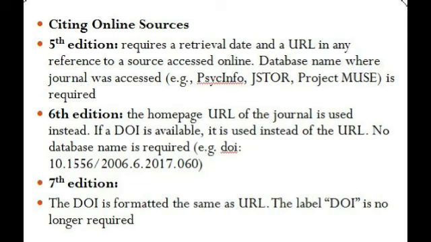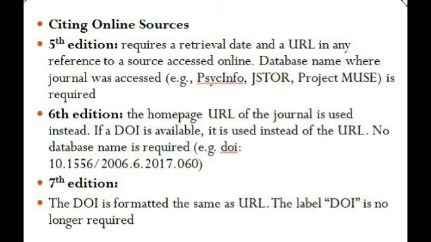And then in the 6th edition, a retrieval date is not required unless you are citing a source that is likely to be changed or updated frequently. That is why the DOI link is required. That's why the DOI link is recommended by the 6th edition. If no DOI is available, then you provide the URL.